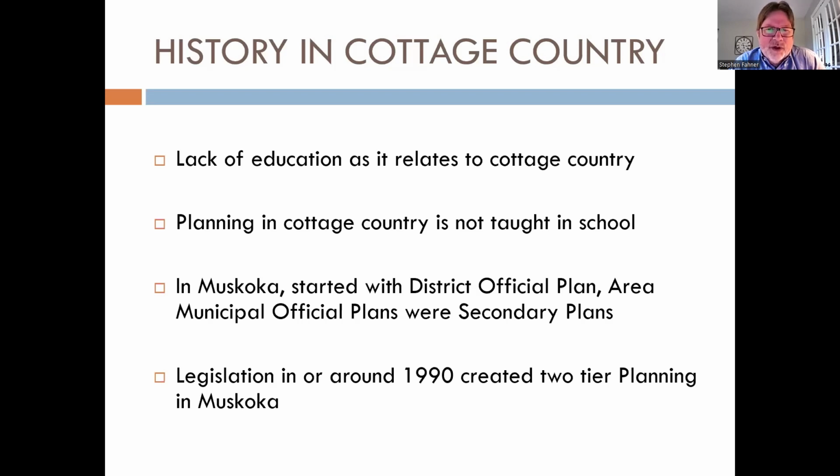And in Muskoka, the area official plans were actually secondary plans of the district official plan. And it wasn't until legislation around 1990 that created two-tier planning in Muskoka. Now, I do know that Taylor LG is here from Seguin, so this really doesn't entirely apply. Seguin is subject to a single-tier planning system.